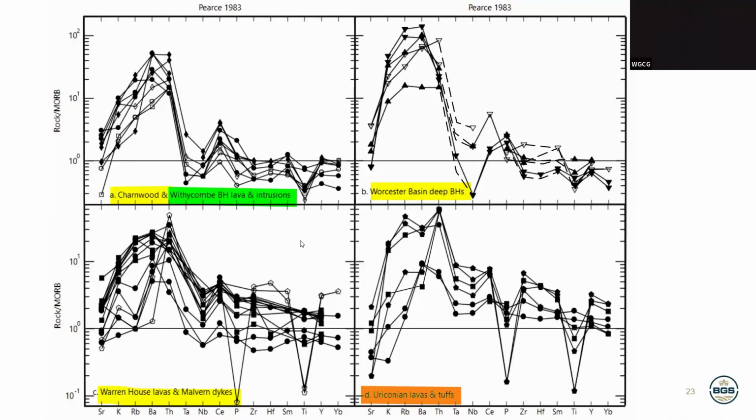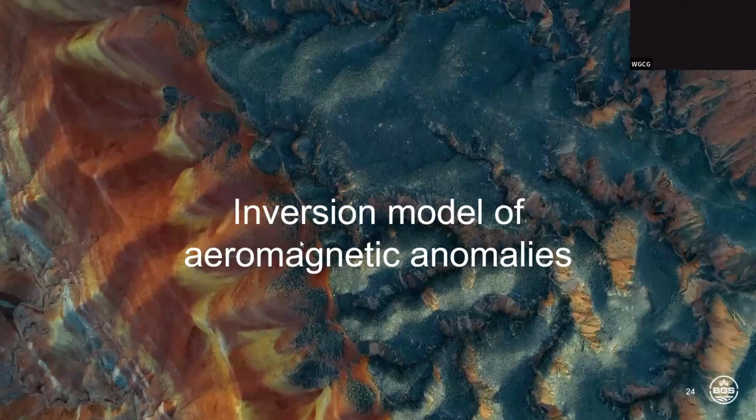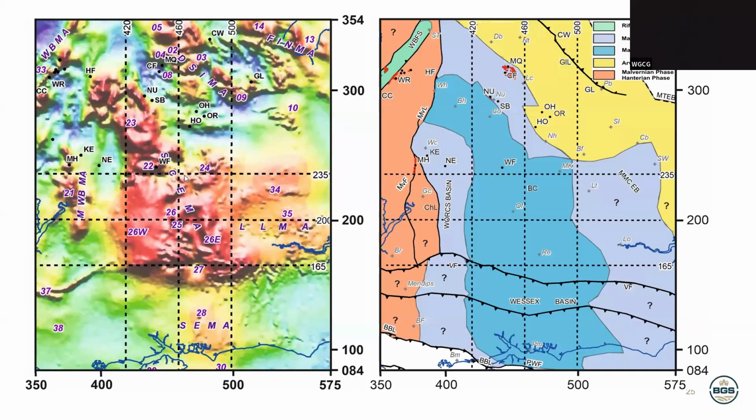Next slide, please. So now we come on to the meat of the talk, which is about the inversion model of aeromagnetic anomalies. I told you that one way of trying to plot the boundaries between these different types of rocks is to use geophysical information like gravity maps or magnetic maps. And we've taken this one step further. My colleague David Beamish came up with this technique, in BGS at least. Yes, next slide, please.